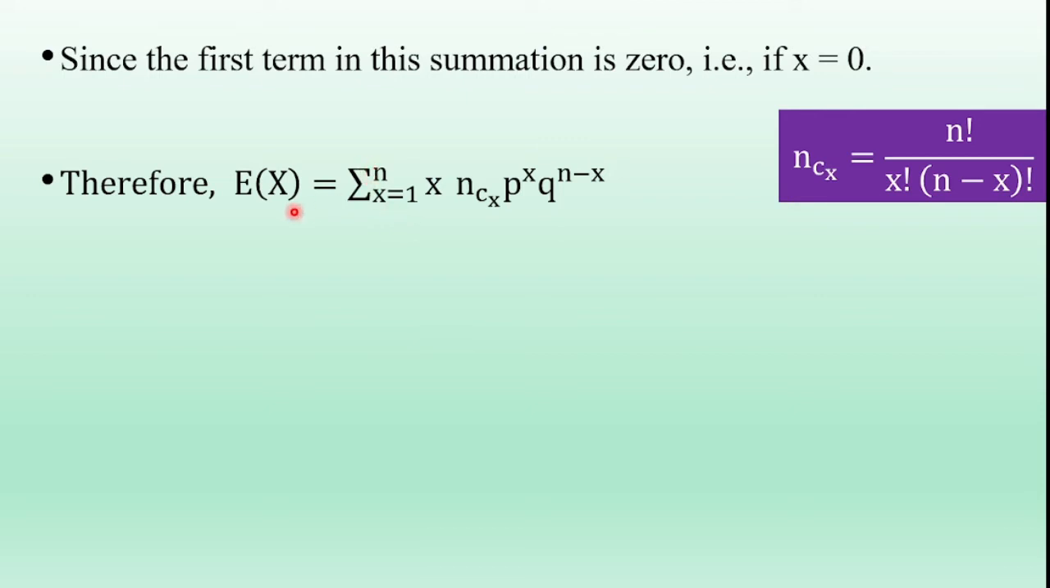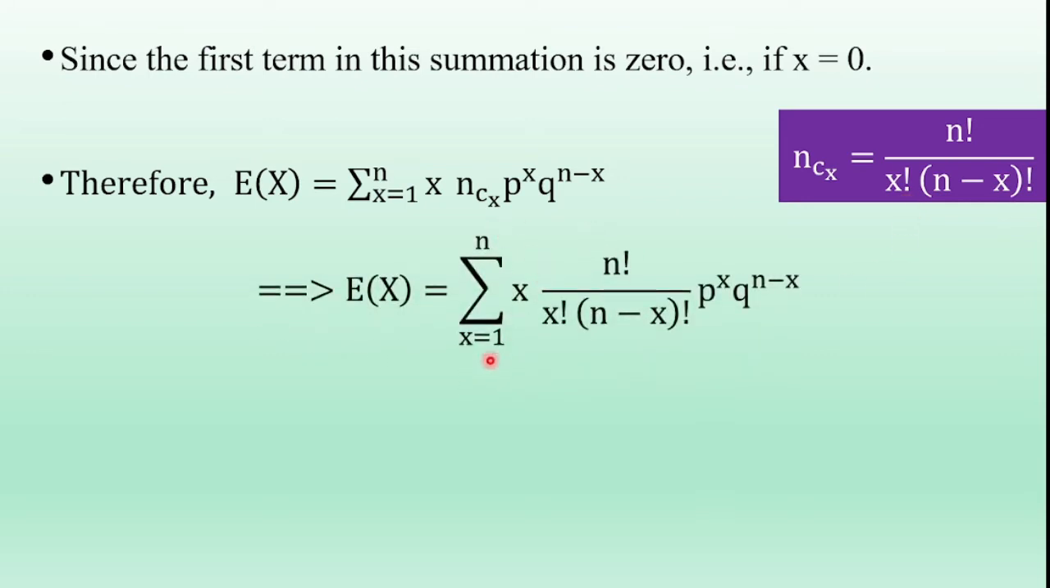So after substituting x equal to 0 and taking the remaining values of x, the expectation of X is sigma x equal to 1 to n, x into nCx p power x q power n minus x. We know that the expansion of nCx is n factorial by x factorial into n minus x factorial. Applying this expansion here, we get expectation of X equal to sigma x equal to 1 to n, x into n factorial by x factorial into n minus x factorial, into p power x q power n minus x.